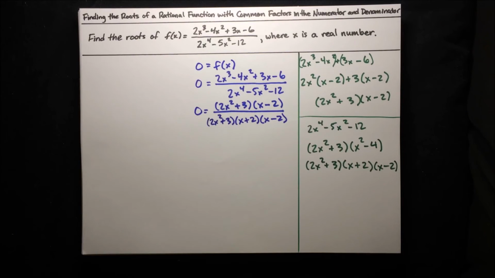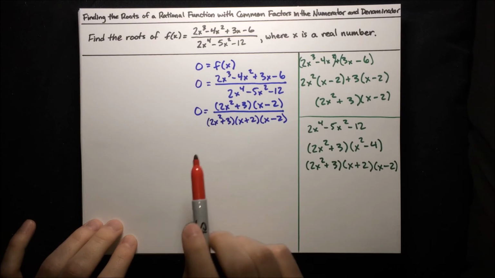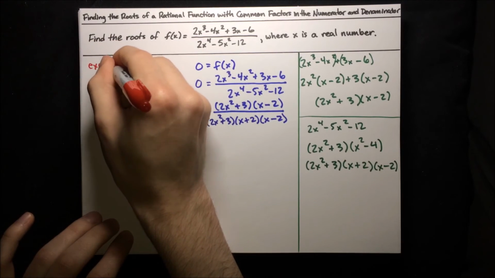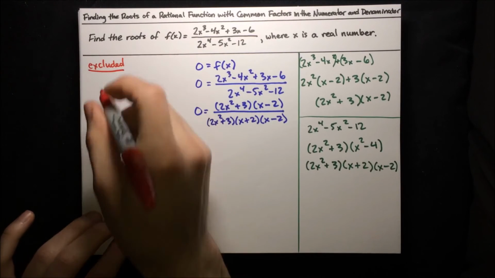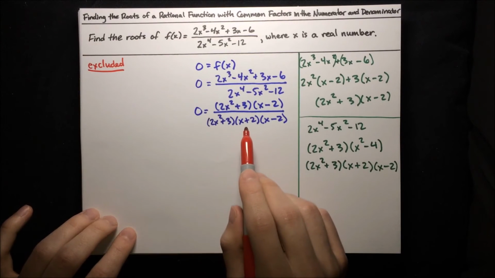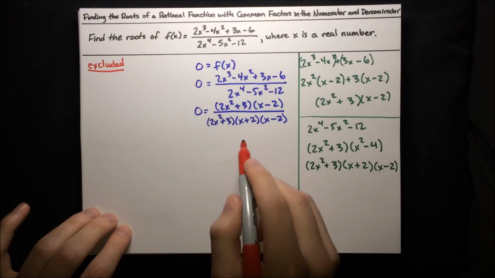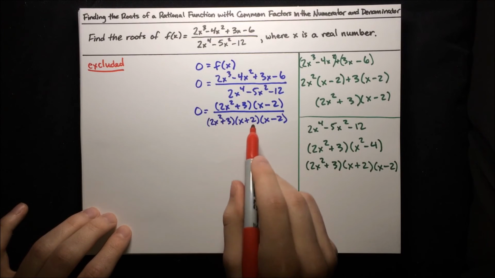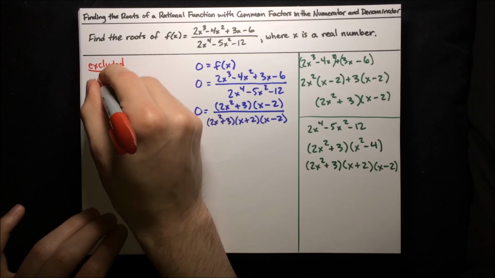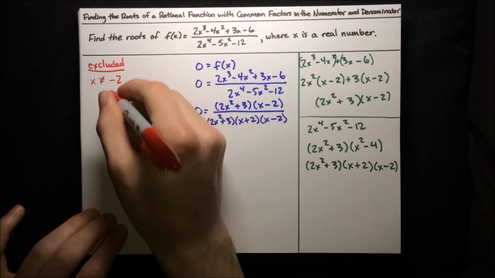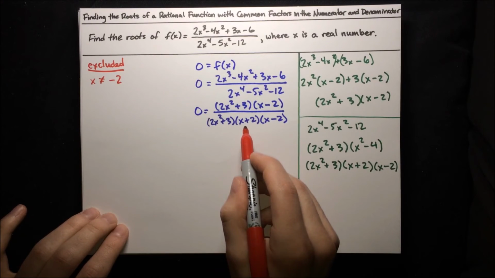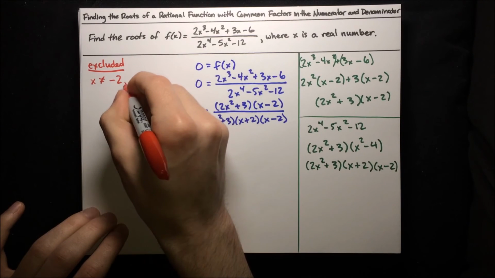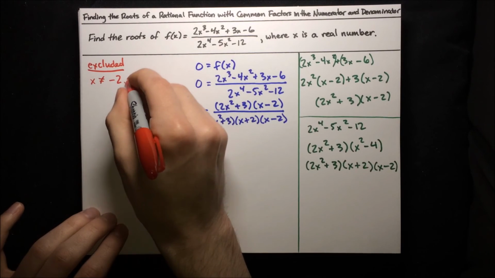Okay, so before we move on with canceling, let's take a look at our excluded values here. Excluded values are just going to be what makes the denominator 0. So immediately we can see that if x + 2 is 0, that's going to cause a problem because the denominator is undefined. So we need to have x not equal to -2. That makes this factor 0. Likewise, if we have x equal to positive 2, then that makes this factor equal to 0. So x cannot be equal to -2 or positive 2.